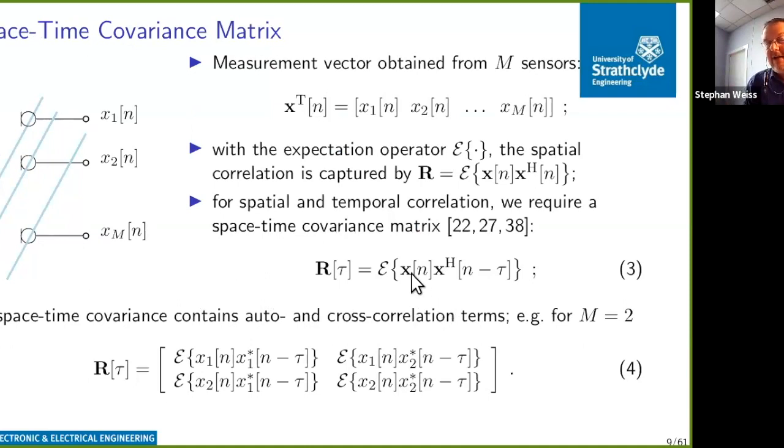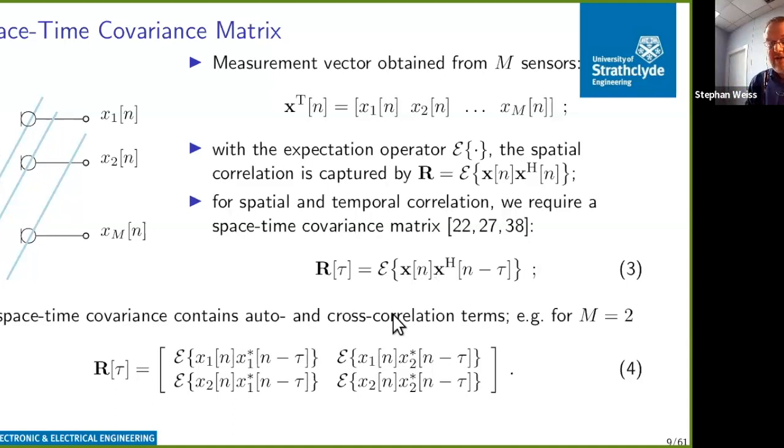So we have the expectation of our data vector multiplied with its Hermitian transposed and delayed version by tau samples. So this space-time covariance matrix now would be an M by M matrix, but it also has a lag component. So again, it's not a matrix that contains real or complex valued coefficients. It's a matrix that now contains auto and cross correlation sequences of your signals.